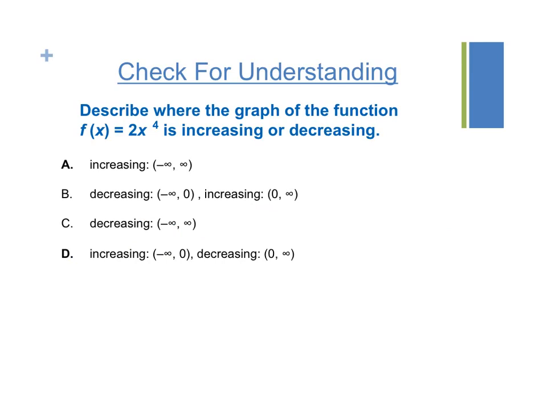Under the check for understanding, you need to describe where the graph of the function f of x equals 2x to the fourth is increasing or decreasing. You have 4 choices, A, B, C, and D. I would like you to go ahead and analyze the function and determine where the function is increasing and decreasing, and submit your answer.